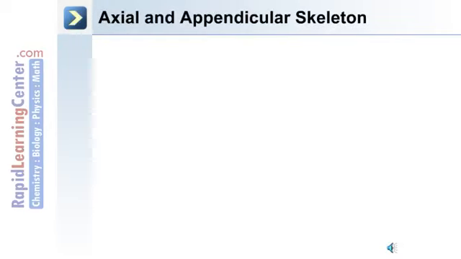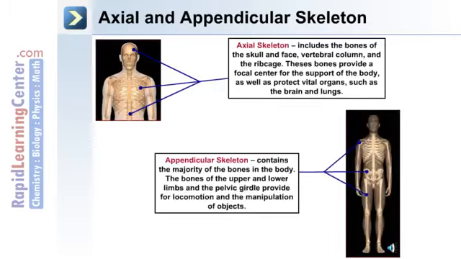As we mentioned, the skeletal system is divided into the axial and appendicular skeleton. The axial skeleton includes bones of the skull and face, the rib cage, and the spinal column. These bones provide a strong focal point and support for the body. They also protect key organs such as the heart and lungs. The appendicular skeleton represents the majority of the bones in the body, and its purpose is for mobility. The bones of the upper and lower limbs and pelvic girdle provide for locomotion as well as manipulation of objects.